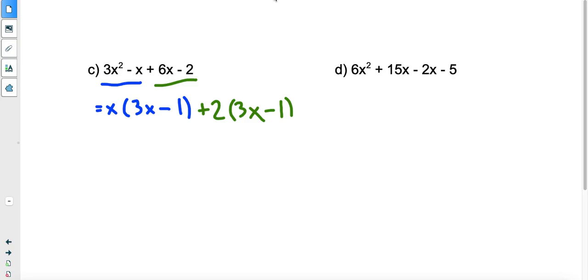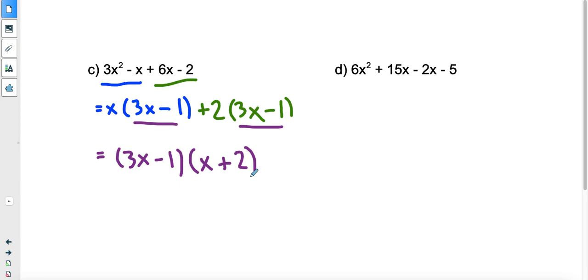And now you'll notice I have a 3x minus 1 inside both of my brackets. So I can common factor out a 3x minus 1. I'm multiplying my 3x minus 1 by both x and 2 here. So that will give me my final answer.